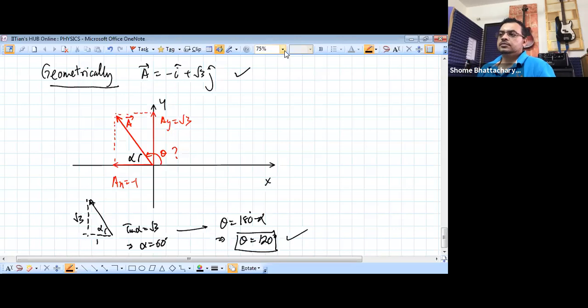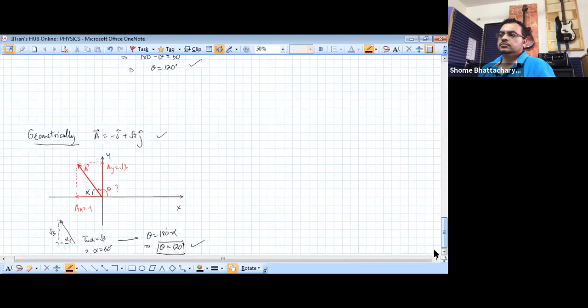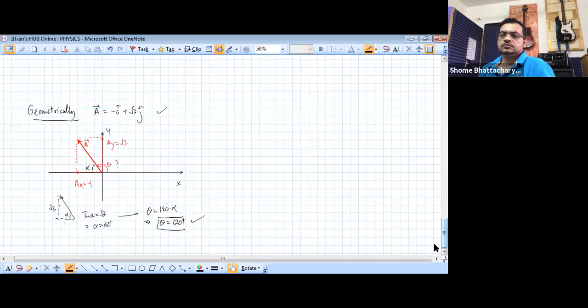Okay, is this clear, people? The y component would be on the positive side, because j cap is positive. So you can see the y component is positive, and the x component is negative. So the x component is negative. Right. So I hope this is clear by both the methods.